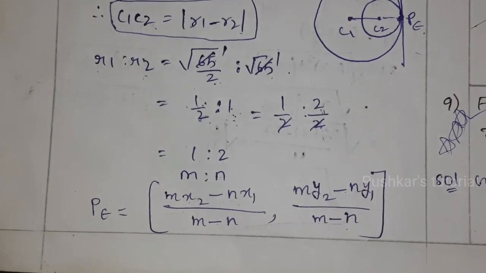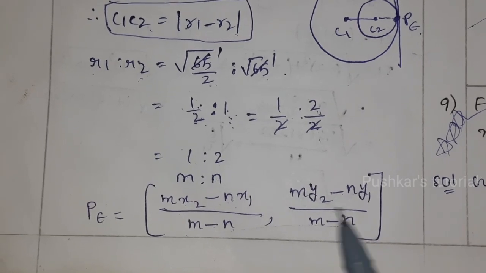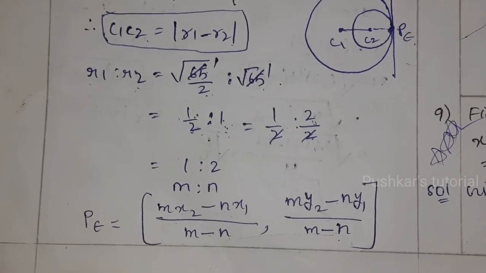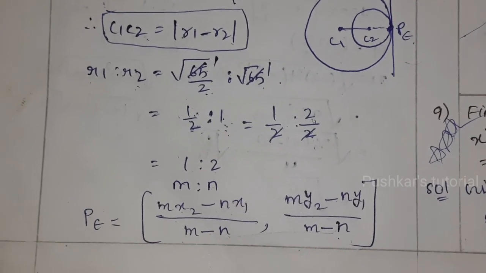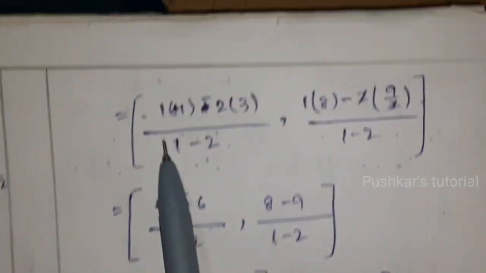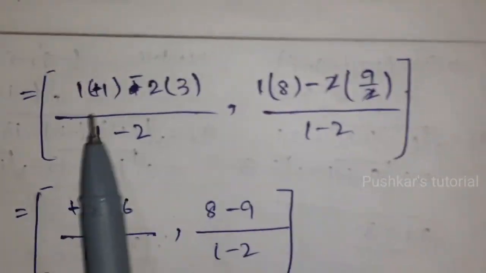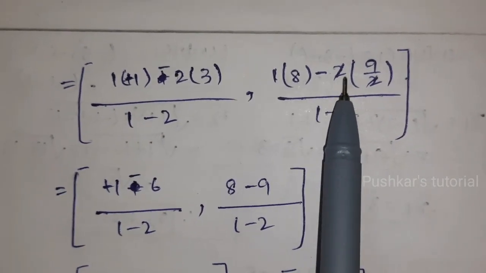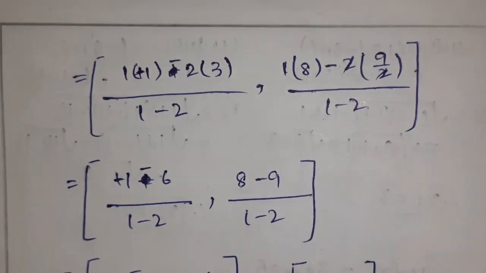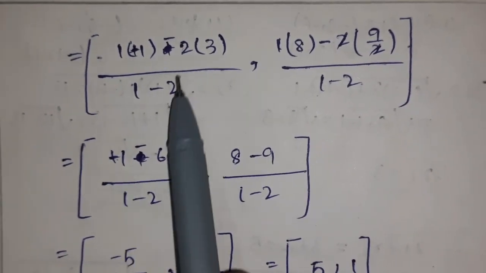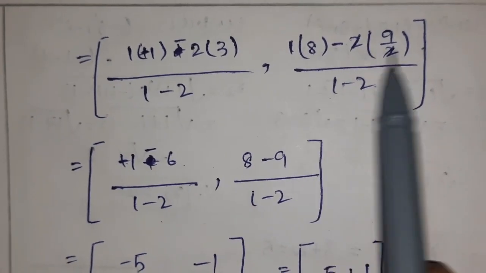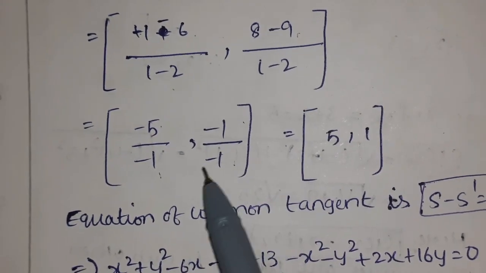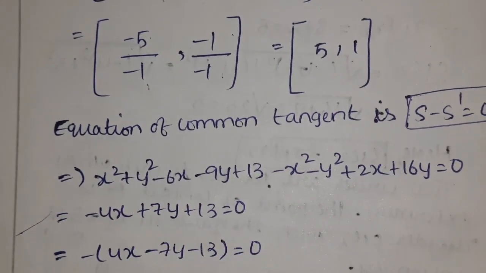The formula is (mx2 minus nx1)/(m minus n), (my2 minus ny1)/(m minus n). So put m as 1, n as 2. x1, y1 values are the centers C1 and C2. So we get, by substitution, (1 into 1 minus 2 into 3)/(1 minus 2), (1 into 8 minus 2 into 9/2)/(1 minus 2). So 2 cancels: (1 minus 6)/(1 minus 2), (8 minus 9)/(1 minus 2). So minus 5 by minus 1, minus 1 by minus 1, minus cancel. The answer is (5, 1).